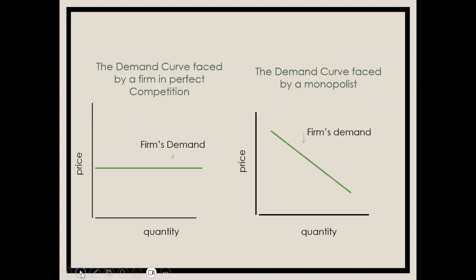So here's the difference between the type of demand curve that the firm sees in perfect competition versus in monopoly. Over on the left there, remember, a firm in perfect competition sees the horizontal demand curve. They can sell as much as they want, but they can only sell it at the market price. The monopolist, on the other hand, faces the market downward sloping demand curve. So if they want to sell more, they have to drop the price.